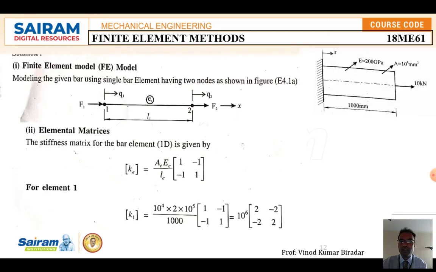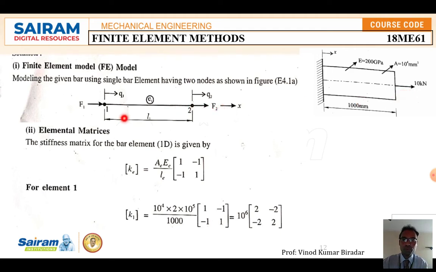What is the first step of FEM? That is to build a FEM model, that is, modeling the given bar using a single bar element having 2 nodes. Since there are 2 nodes, write down the free body diagram. Just draw one bar element. How many nodes are there? 1 and 2. Write down here 1, 2, and the total length is L, and the force acting at node number 1 is F1, and the axial force F2 is equal to 10 kilonewton.